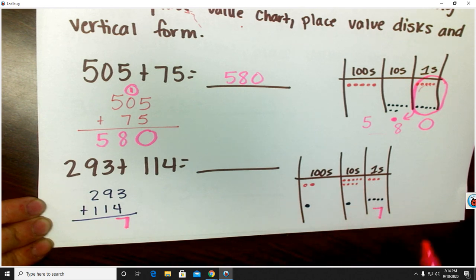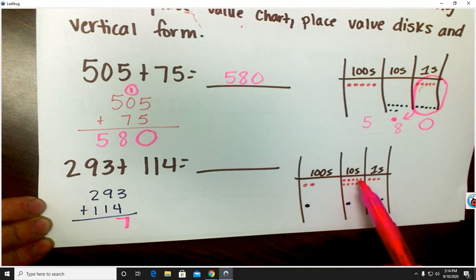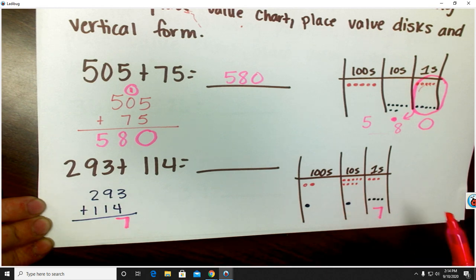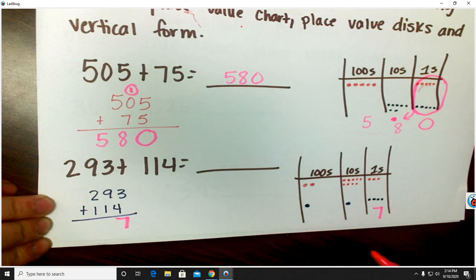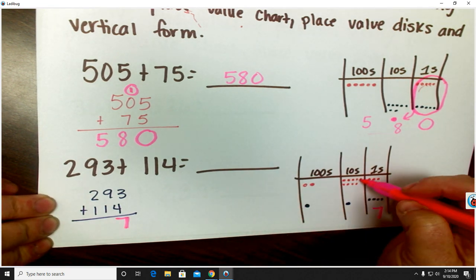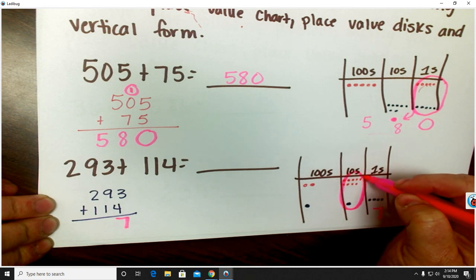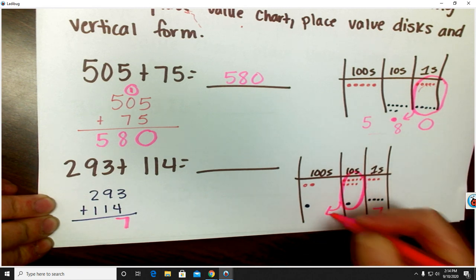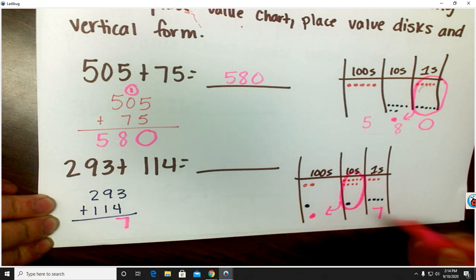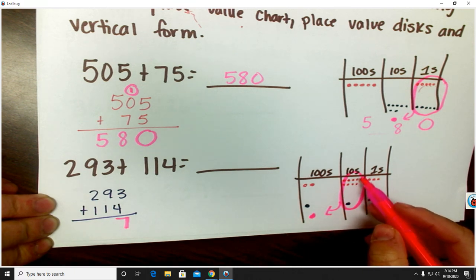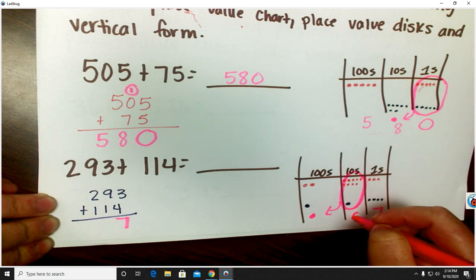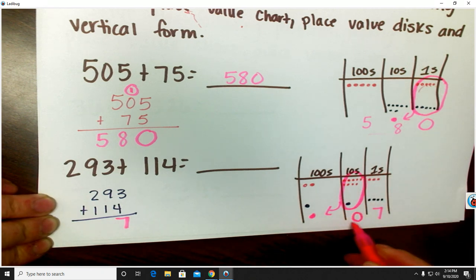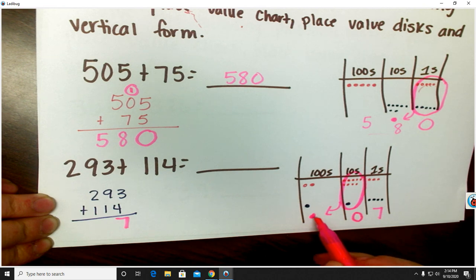Now I'm going to look at my tens, and I have 1, 2, 3, 4, 5, 6, 7, 8, 9, plus one more is 10. So since I have 10 tens, I can bundle those 10 tens up and move them over to the 100s. So I'm just going to bundle these up and move them over to the 100s. Okay, so now instead of having 10 tens, I have 0 tens. So I'm going to put a 0 here. And I moved over a place value.